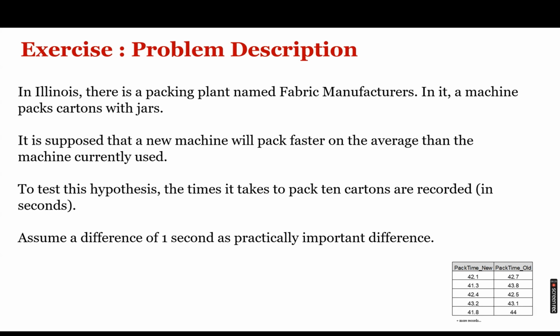I think all of you have written it properly. Now let us understand this particular case study. In Illinois, there is a packing plant named Fabric Manufacturers. In it, the machine packs curtains with jars. It is presumed that a new machine will pack faster on the average than the machine currently used. That is what we have to prove: that the pack time new is faster than the pack time old.